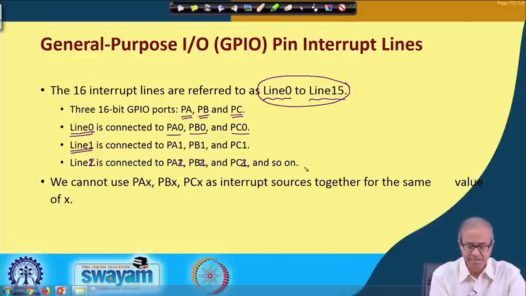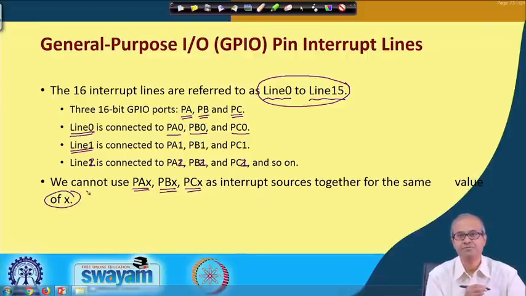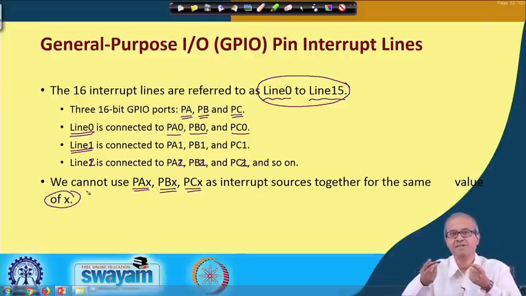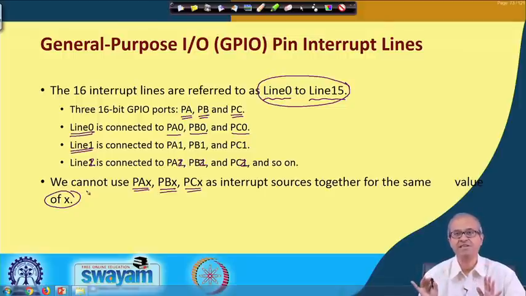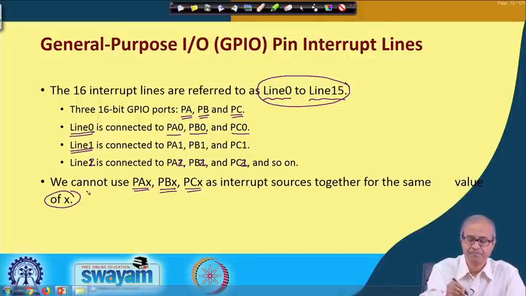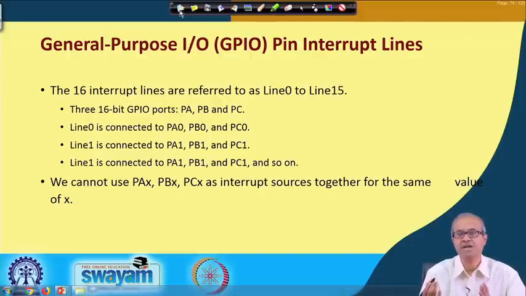So, as I said, you cannot use PAX, PBX, PCX for the same value of x as interrupt input, because PAX, PBX, PCX all refer to the same interrupt input line x. Okay. This is something you have to remember. There are 16 interrupting sources you can use, okay, at a time, but all the 48 port inputs you can use for the connection.